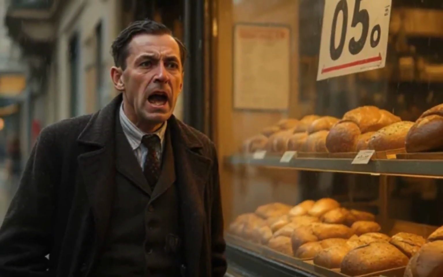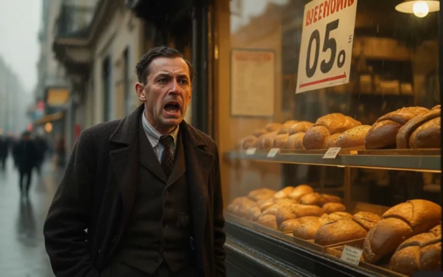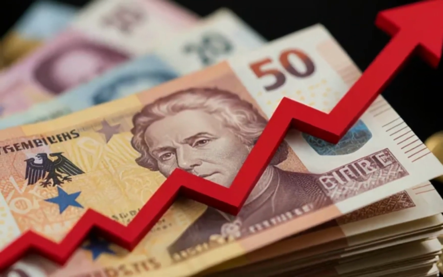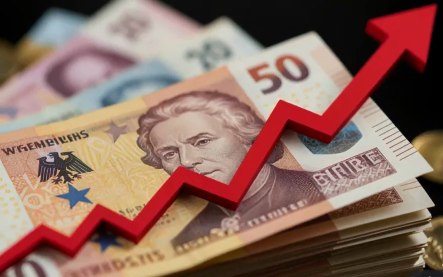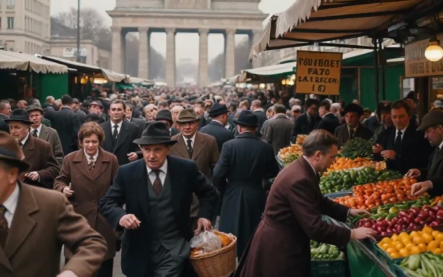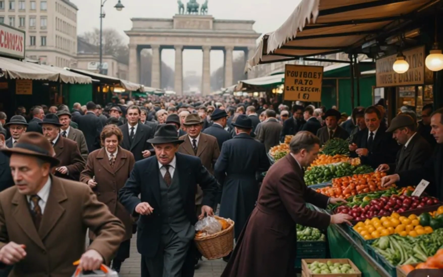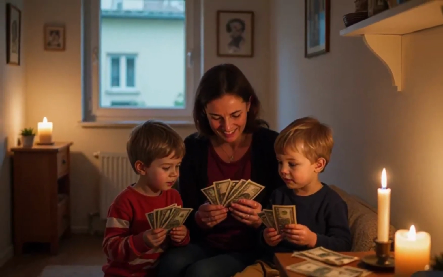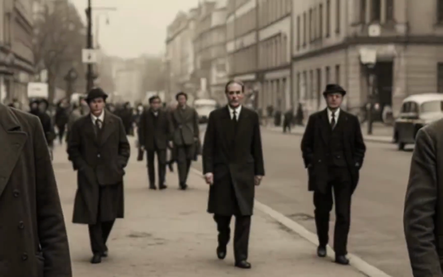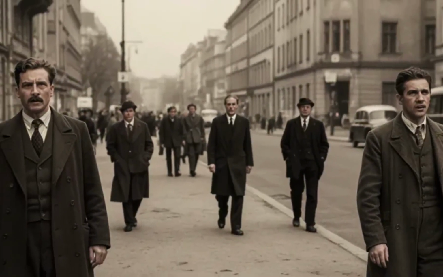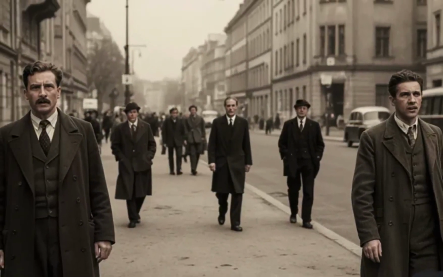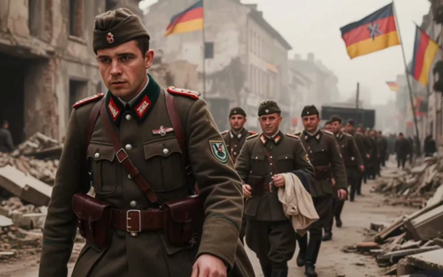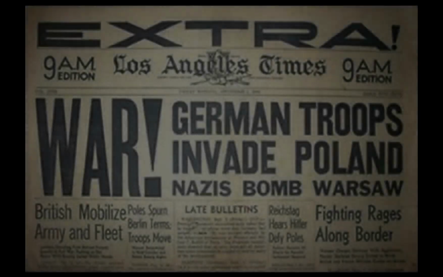How Germany destroyed its own currency. Imagine waking up one morning and discovering that your life savings can no longer buy a loaf of bread. It sounds impossible today, but this was reality for millions of Germans in the early 1920s. Germany's hyperinflation remains one of the greatest economic disasters in history. It destroyed savings, ruined families, and changed the future of an entire nation.